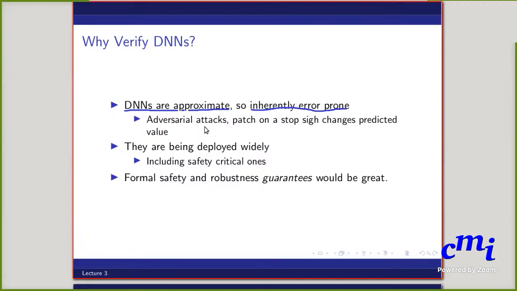So for example, one source of errors is that you can generate adversarial attacks. I was talking about detecting cats. Let's talk about a much more real world relevant example, which is detecting things like stop signs and traffic signals in a self-driving car.